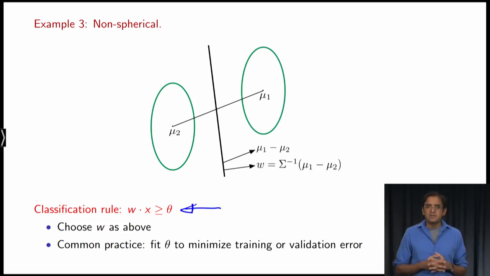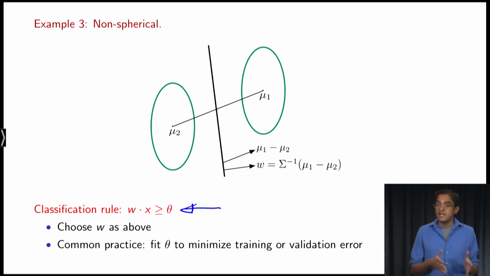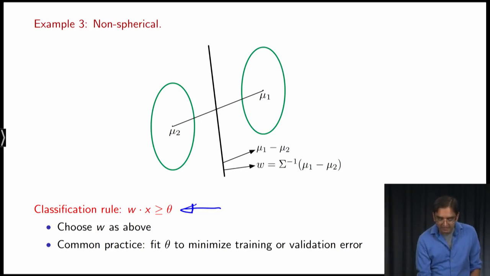Now it turns out that the way in which these models are often used is to set w in this way, but to then allow theta, just that number, that threshold, to vary a little, to tweak it a little to maximize performance on the training set or on some validation set. So in other words, you choose exactly this boundary, the one showed over here, but you allow it to shift parallel to itself slightly to the left or right, if that helps performance.